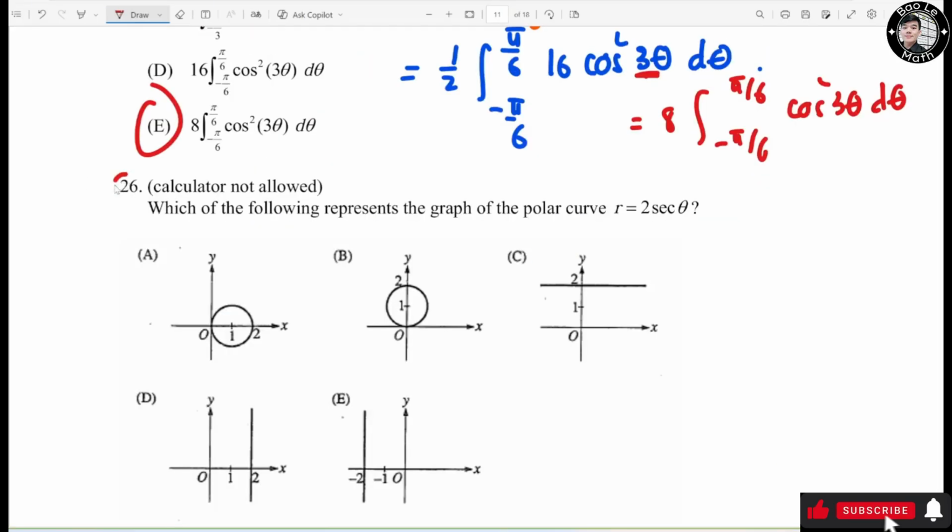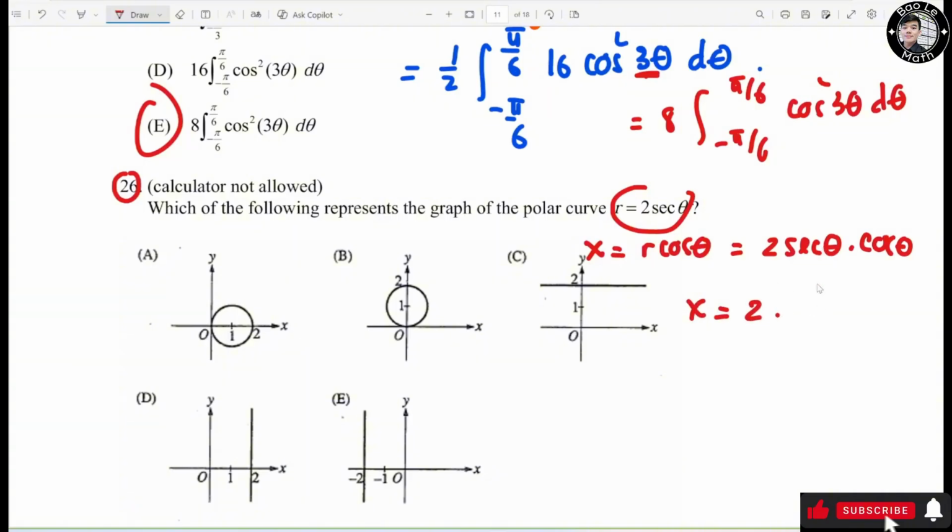Now let's move on to question 26. Which of the following represents the graph of the polar curve r equals 2 secant theta? We have x equals r cosine theta, right? But r equals this one, right? So it could be 2 secant theta times cosine theta, right? So it's going to be x equals 2 secant theta, which is 1 over cosine theta, times cosine theta. This cancels out, so x equals 2, which is the vertical line. The answer must be D.